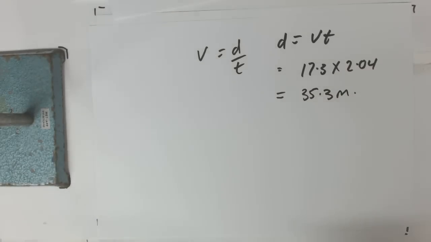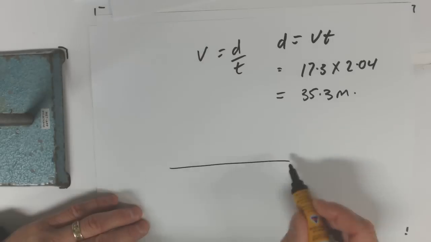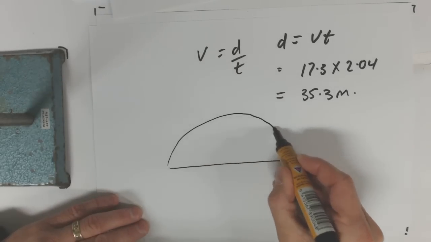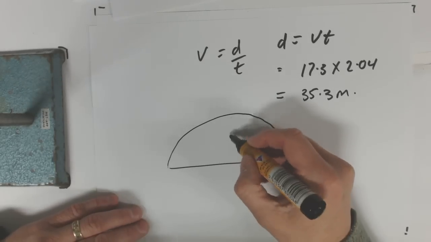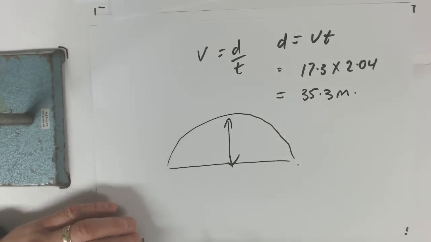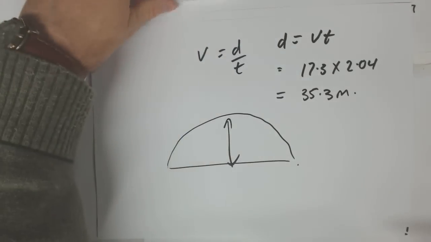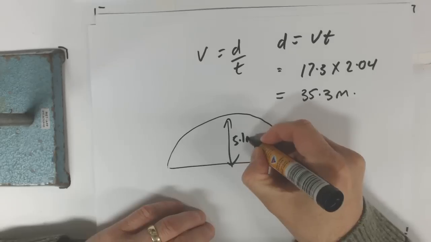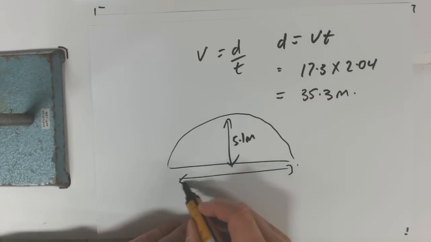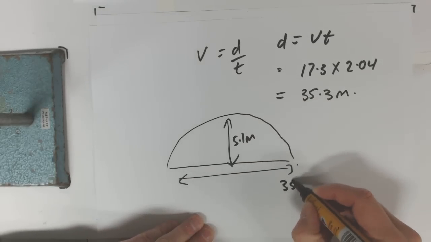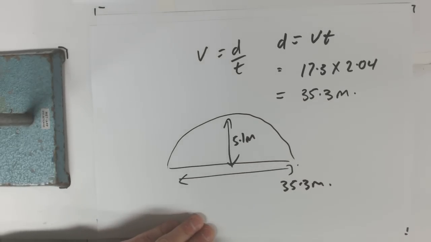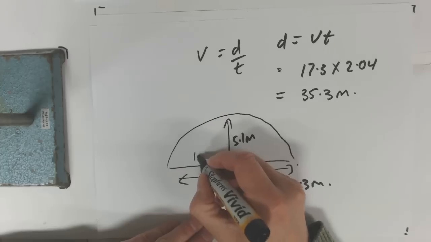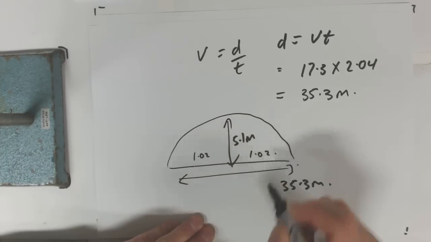So what we've been able to calculate is, sorry about it's meant to be a symmetrical parabola, but what we've been able to calculate is the height of 5.1 meters, the range of 35.3 meters. We've been able to calculate the time it takes to get up, 1.02 seconds. So we've calculated everything.